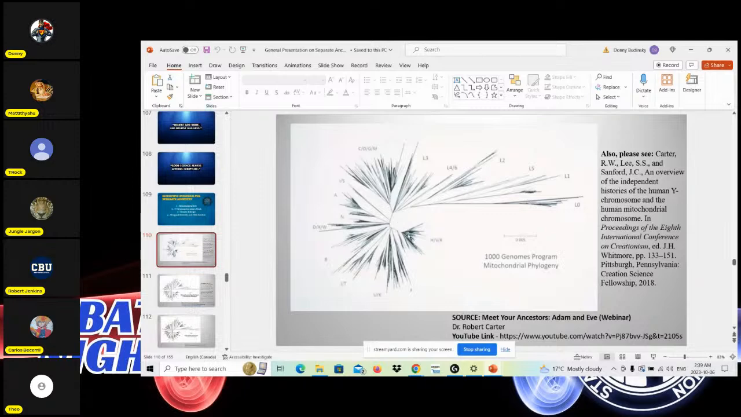But again, we have worldwide representation. And so where you have common ancestors of people groups and haplogroups, they go back to other common ancestors. But the point is, every single haplogroup worldwide goes back to a single woman. In terms of Y chromosomal DNA, every single group goes back to a single man.